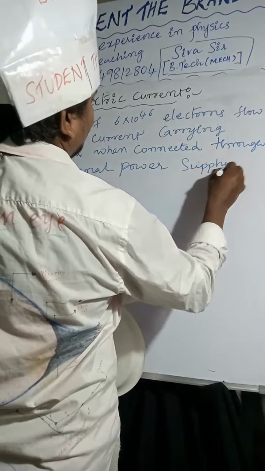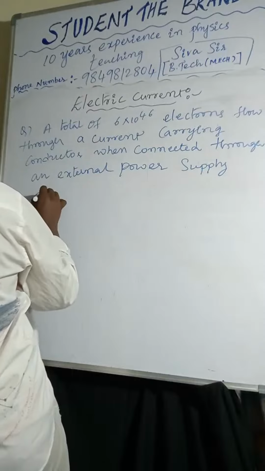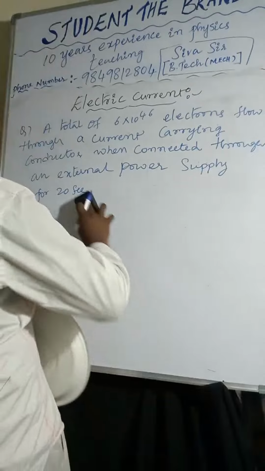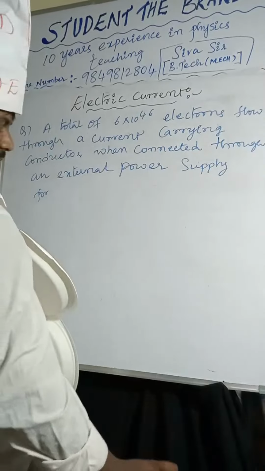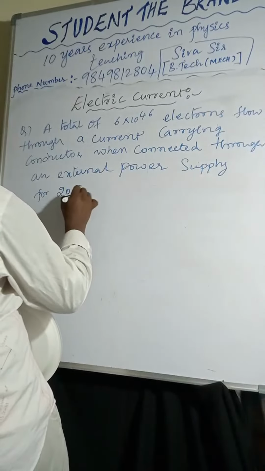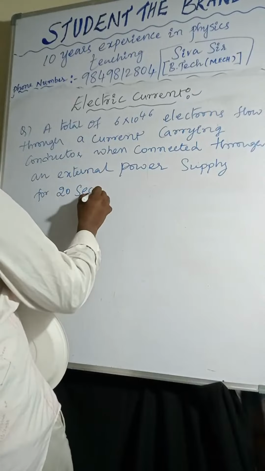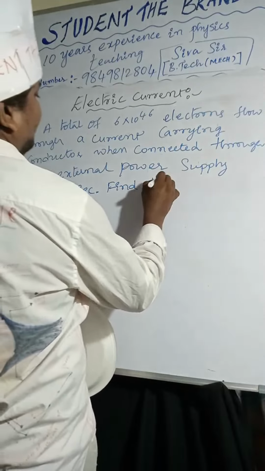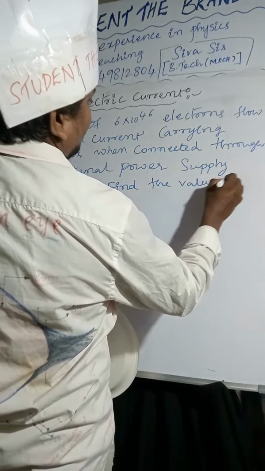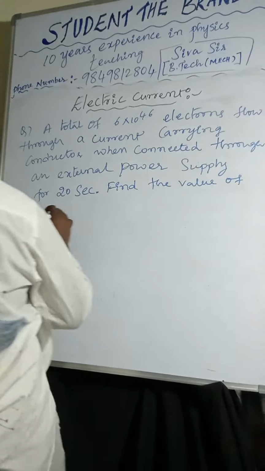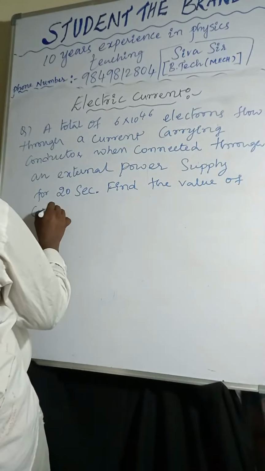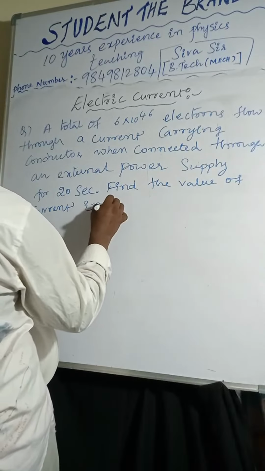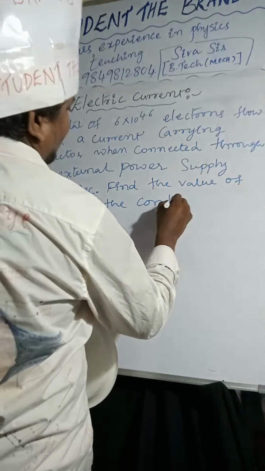for 20 seconds. Okay, so 20 seconds they have given. Find the value of current in the conductor. Okay, so we have to find out the current.